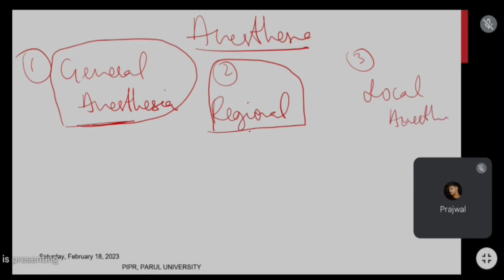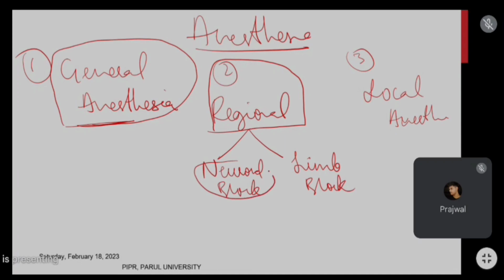In regional anesthetics we have two more types. They are divided into the drugs which cause neuronal block, and the drugs which cause limb block. In neuronal block, we have two more types: epidural block and spinal block. These are drugs which are given in the spinal cord, and the drugs which are given in the epidural space of the spinal cord.